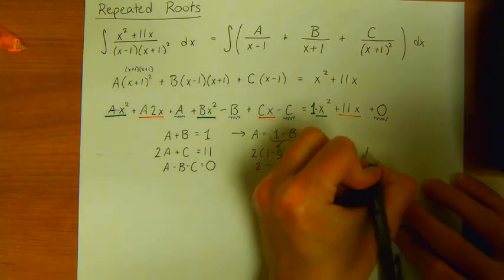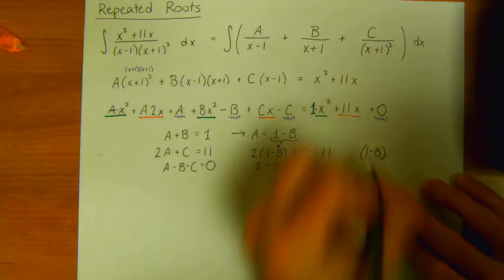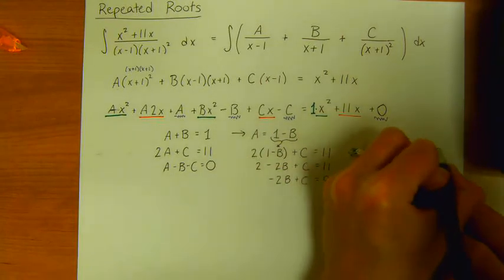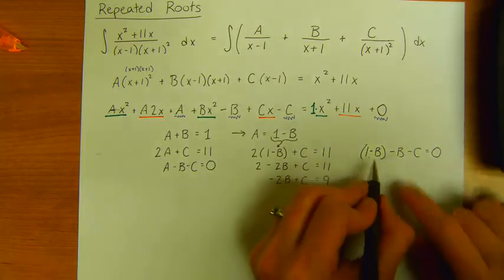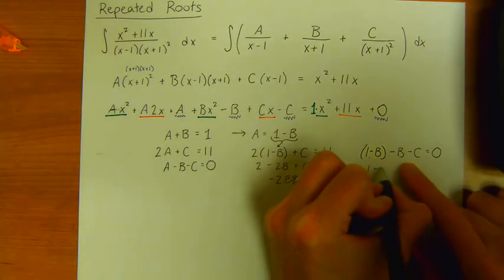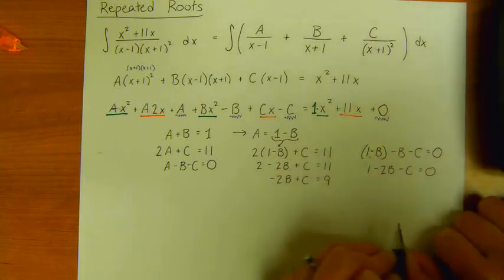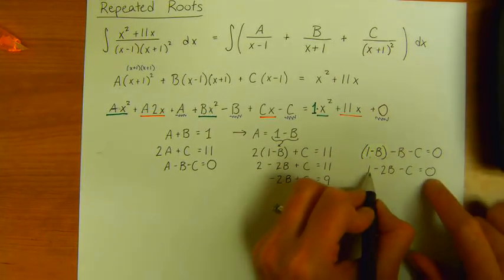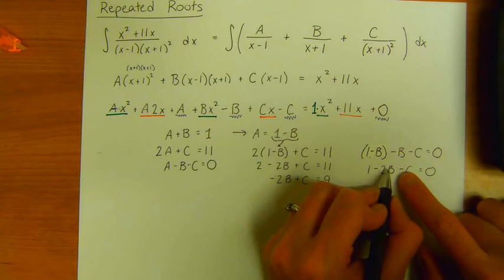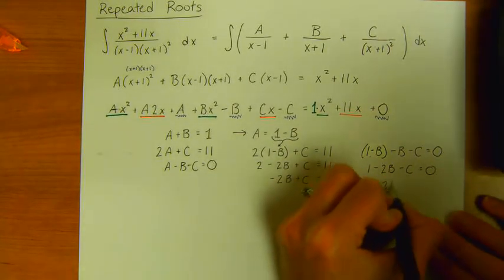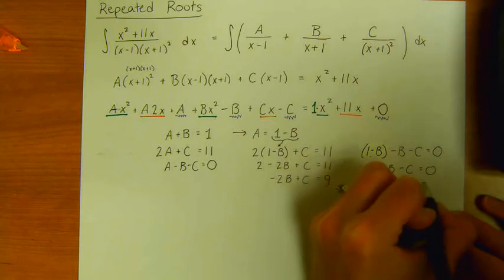So I get 1 minus b minus b minus c has to be equal to 0. So this is 1 minus 2b minus c equals 0. And I'm going to add these to the side so everything becomes positive. That means 2b plus c is equal to 1.